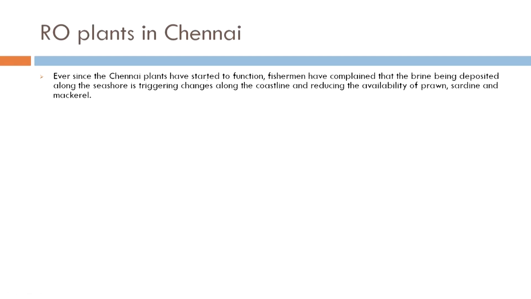And since they have started functioning, the fishermen in the region where the reject water is being dumped complain that the brine being deposited along the seashore, brine meaning the reject water from the RO plants, is triggering changes along the coastline, not just changes, massive havoc, if I may say. The massive havoc is to the aquatic life along the coastline, reducing the availability of prawns, sardines, and different kinds of fish, right.